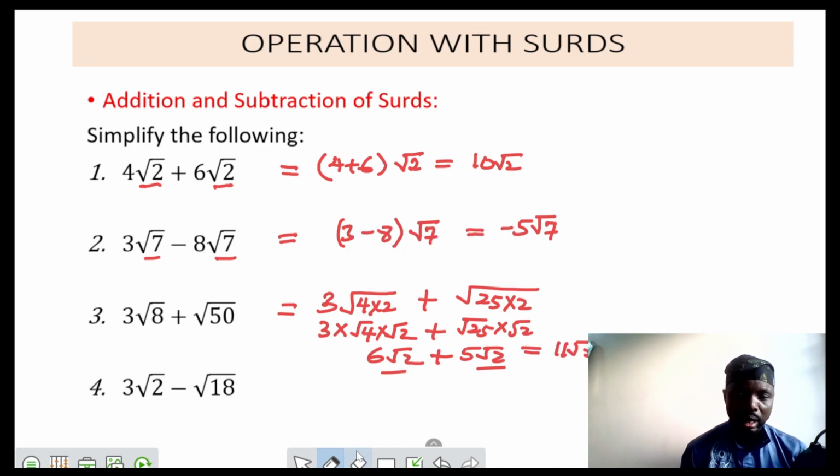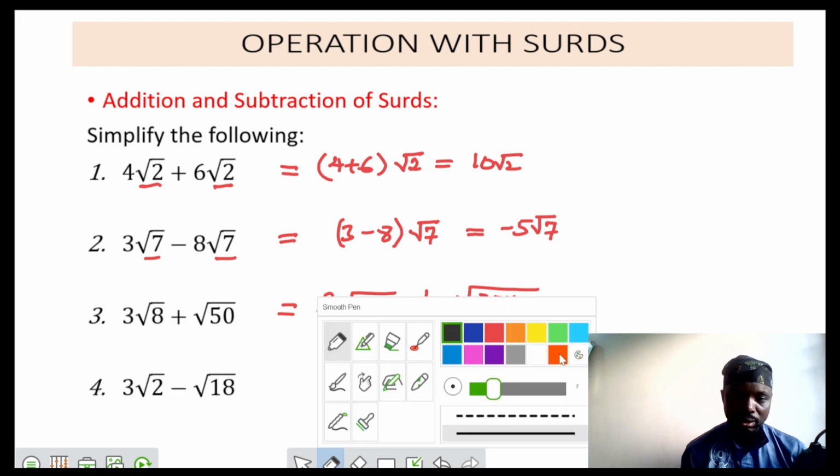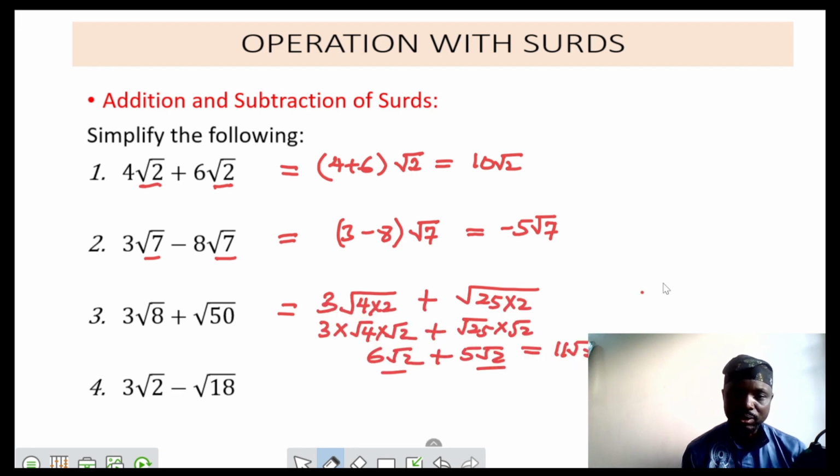Or if you like, you can factor it the way you want to do. You can say 6 plus 5, then root 2. Then I will now write the answer as 11 root 2. Any method you like, it's the same thing. So the same thing is also applicable to this one.